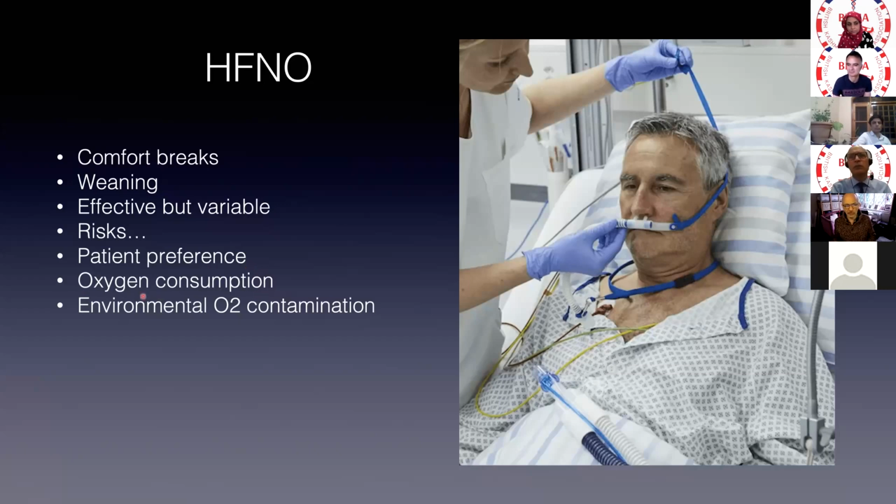Oxygen consumption can be an issue. If you're drawing 50 litres a minute and you're running 10 of these, that's a lot of oxygen in a relatively small area. And the other problem we came across was environmental oxygen contamination. If your patient's breathing out 50 litres a minute of oxygen, that's a lot of oxygen in the environment unless you have adequate ventilation. And there is obviously a fire risk. So we, in our respiratory support unit, were monitoring environmental oxygen levels to make sure they didn't become dangerous.